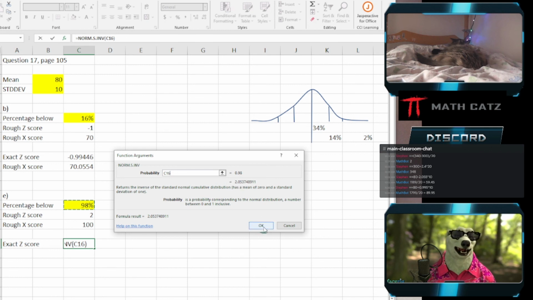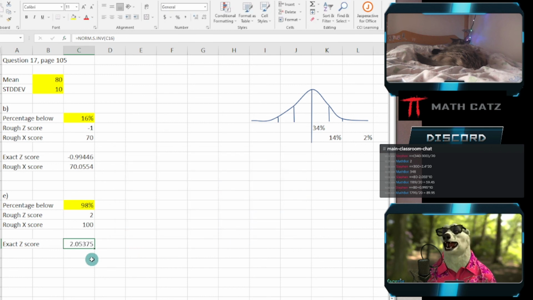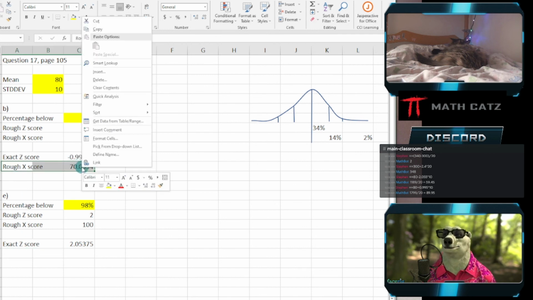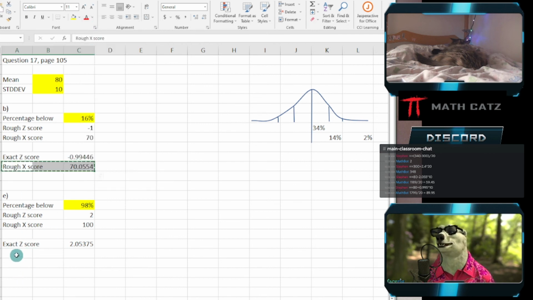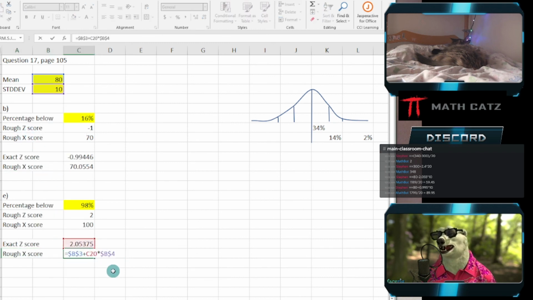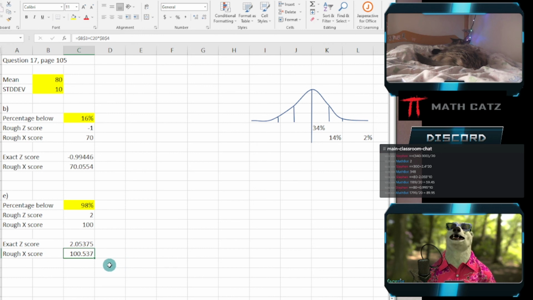It's a little small, but it's there. And I get an exact z-score of 2.05 and some other decimals. Not exactly the two I guessed. That's okay. I'll just copy that to save myself some time. That's the beauty of the spreadsheet. Double check by double clicking on it that it is using the right cells and the right formula. Don't take it as a given. And I see that my guess was close, but it's not exactly right.